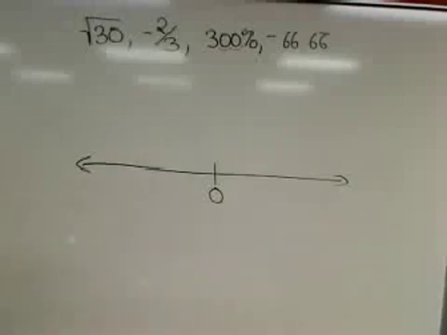Okay, guys, today we're going to talk about ordering rational and irrational numbers. And this is a very difficult concept. This is a concept that students have, over my 13 years of teaching, definitely struggled with. If you look at my notes, there's a strategy 1 and a strategy 2.